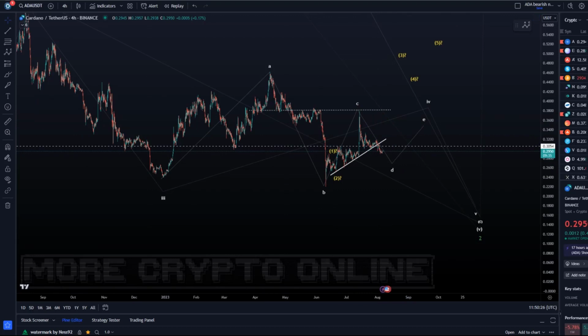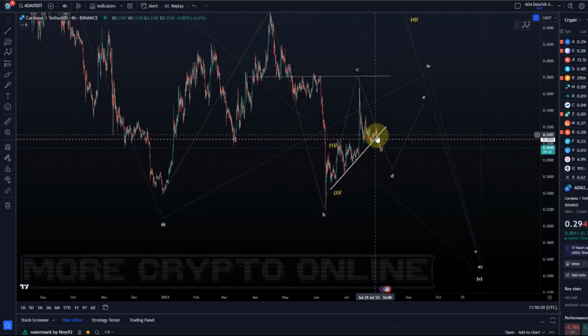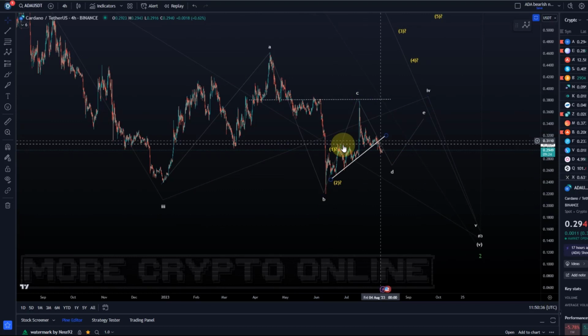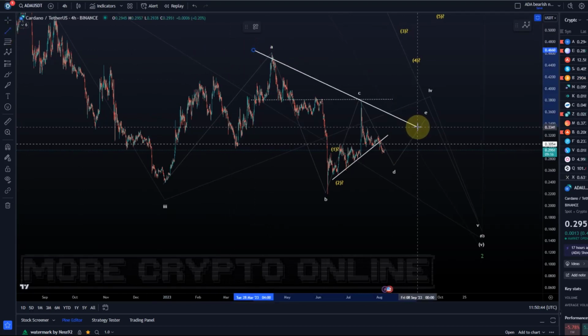So again, the view here is and has been, especially since ADA has broken below this ascending trend line, that we are moving in a triangle here. You can see that here highlighted in white. A, B, C, D, E is an Elliott wave triangle. I'm going to put here some trend lines onto the chart just to give you an idea that we actually are moving in a triangle.